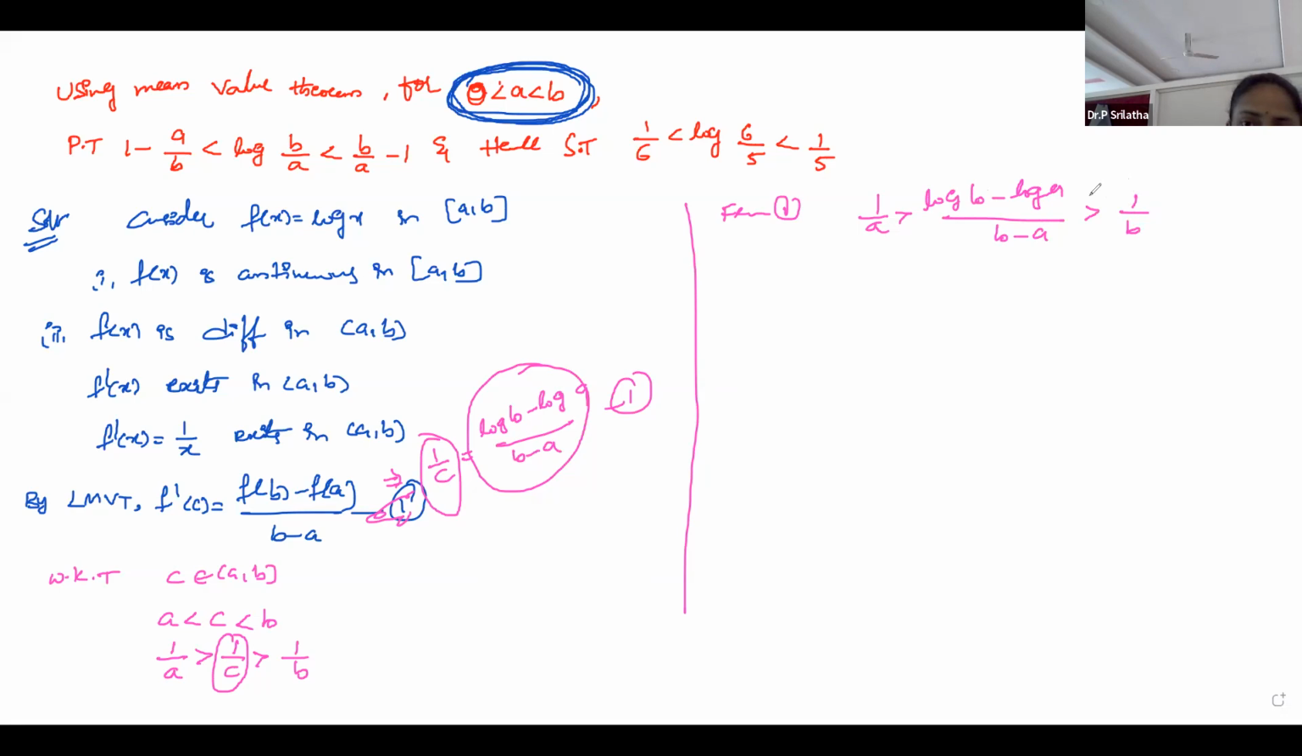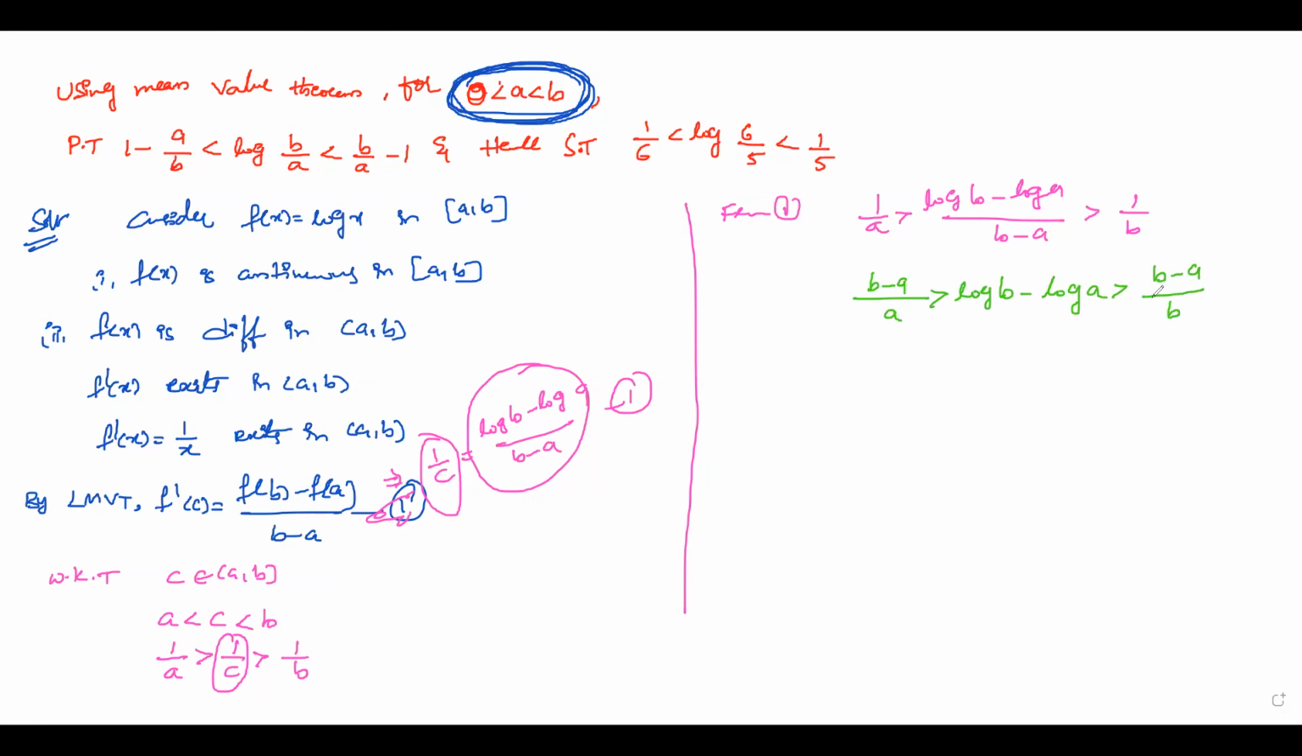Next thing, multiply by b minus a on both sides, similar to how we did in the previous problems. So that is b minus a divided by a is greater than log b minus log a is greater than b minus a by b. Isn't it?